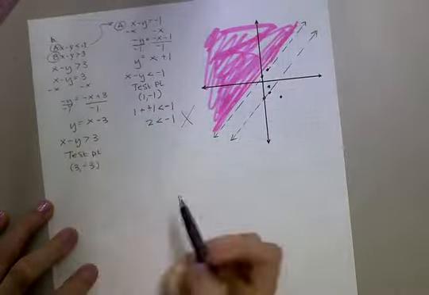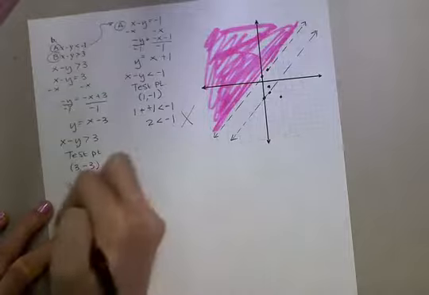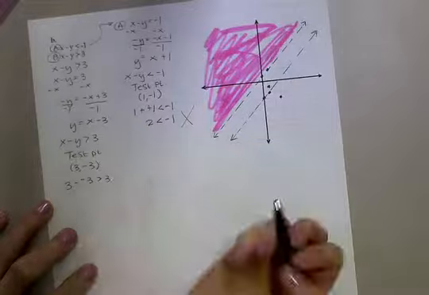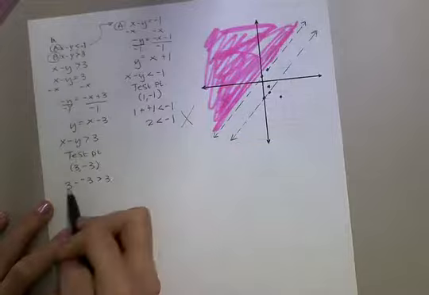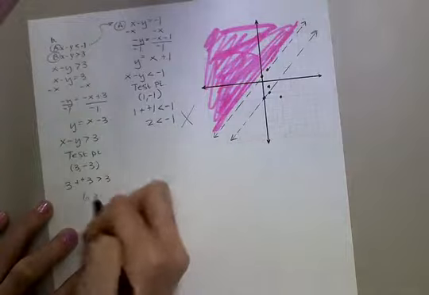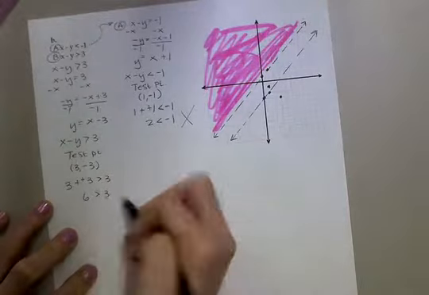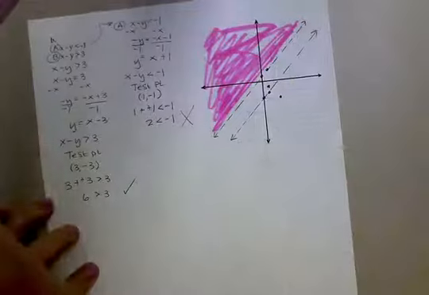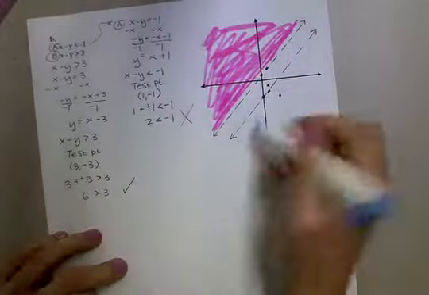You put that back into your original inequality. So x is 3 minus y is negative 3 greater than 3. So subtracting negative 3 is the same as adding 3. You end up with 6 greater than 3. And that's a true statement. So we know we need to shade the same side of the line as our test point was on.